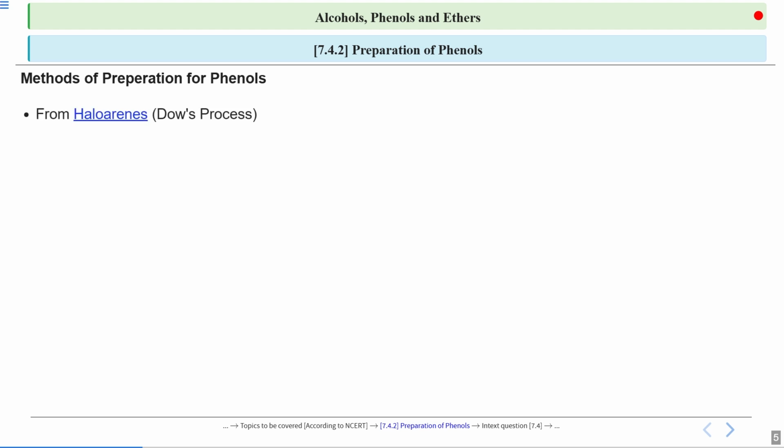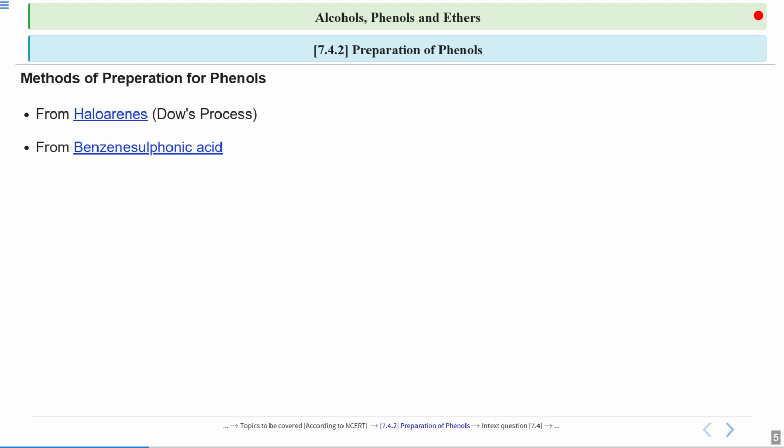First method is from haloarenes. From the haloarenes, we can also prepare the phenols, and this process is known as Dow's process. Haloarenes means the arene, that means benzene ring, attached with a halogen.